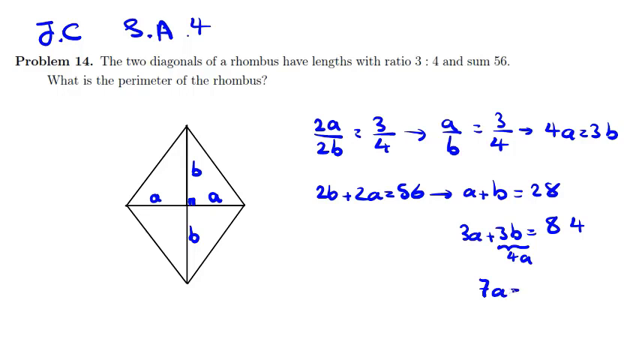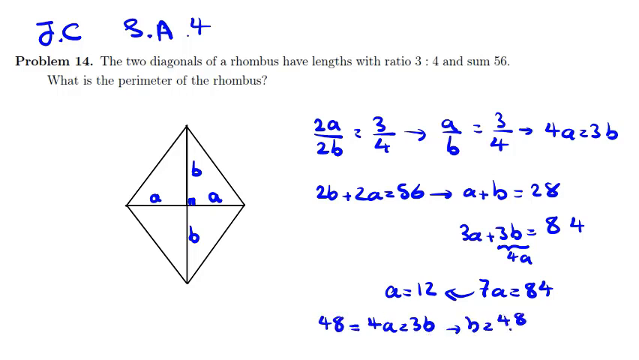4a plus 3a, 7a equals 84. So if you divide both sides by 7, a is 12. Because a is 12, we know 4a equals 3b. 4a is 48, so b is 48/3, which is 16. Now we conclude that b is 16, this length is 16, this length a is 12.